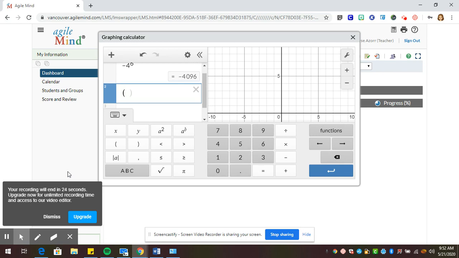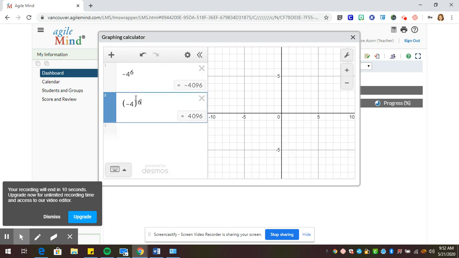Whereas if we put parentheses around the -4 and close it and then raise it to the 6th power, you'll see that if you do -4 times itself 6 times, you will get a positive. So hopefully you see the difference there. Just make sure that you're careful when entering in negatives. If you want it to be included when you raise it to the power, put it in parentheses. All right.